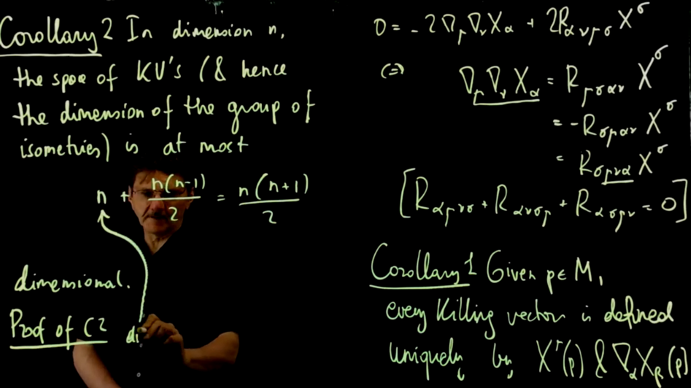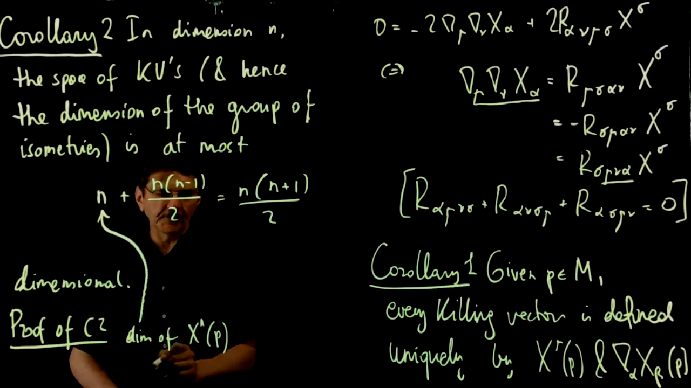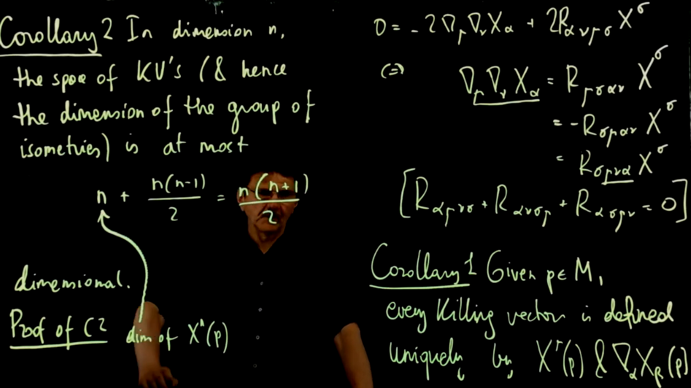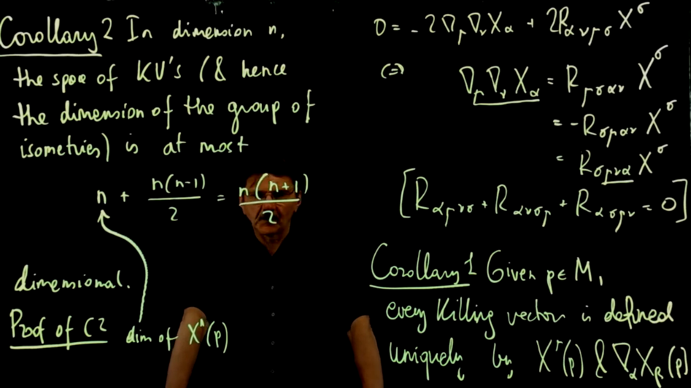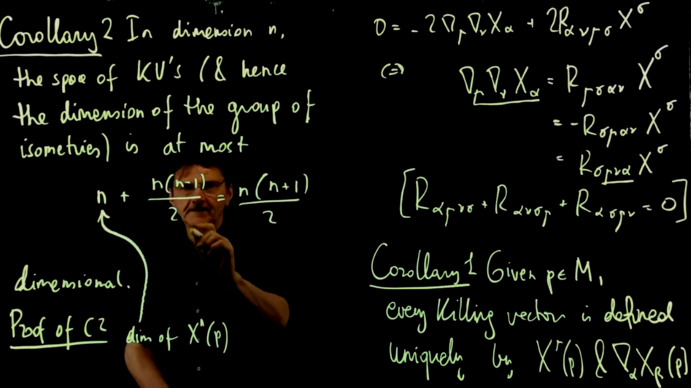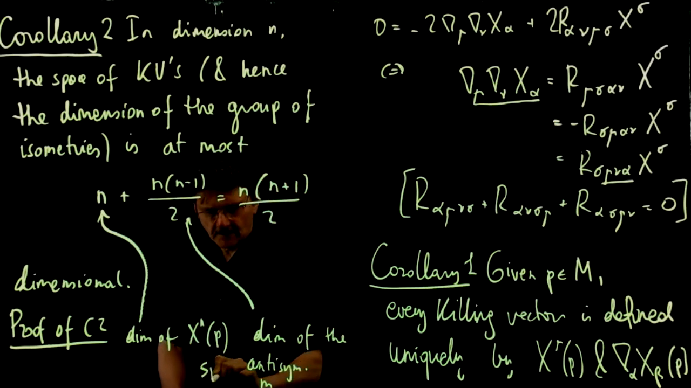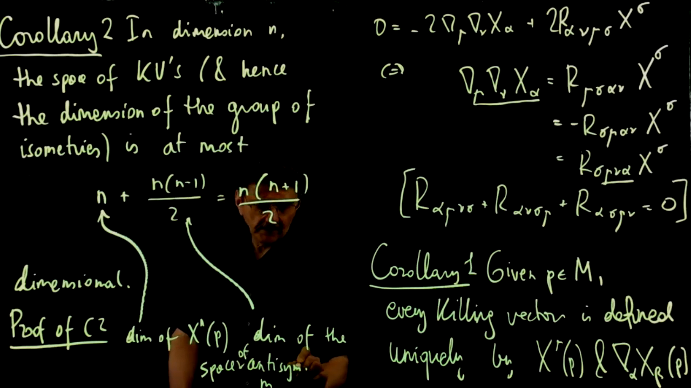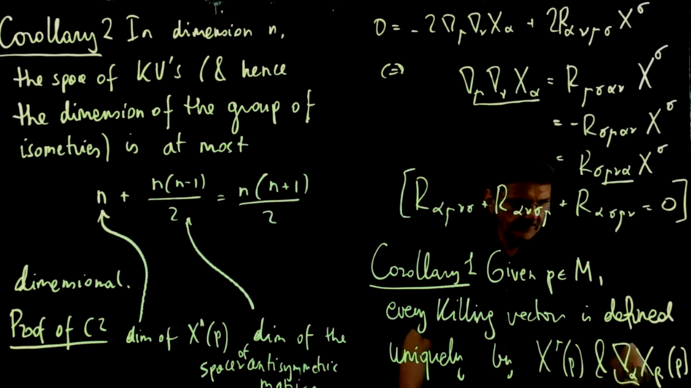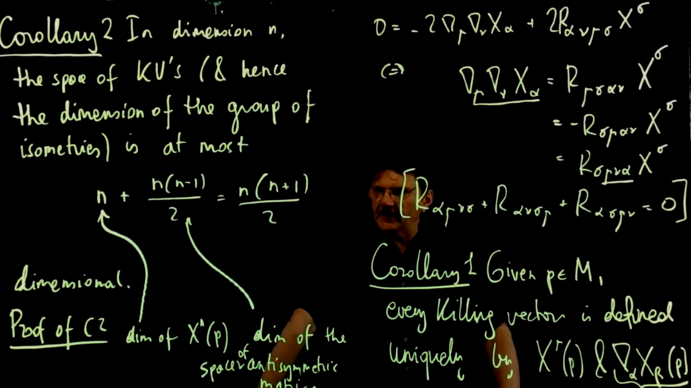This is the dimension of the space of the values at this point, right? So there's at most n values of X possible at this point. And this is the dimension of the space of antisymmetric matrices. It's an n by n matrix, but it's not any matrix, it's antisymmetric.